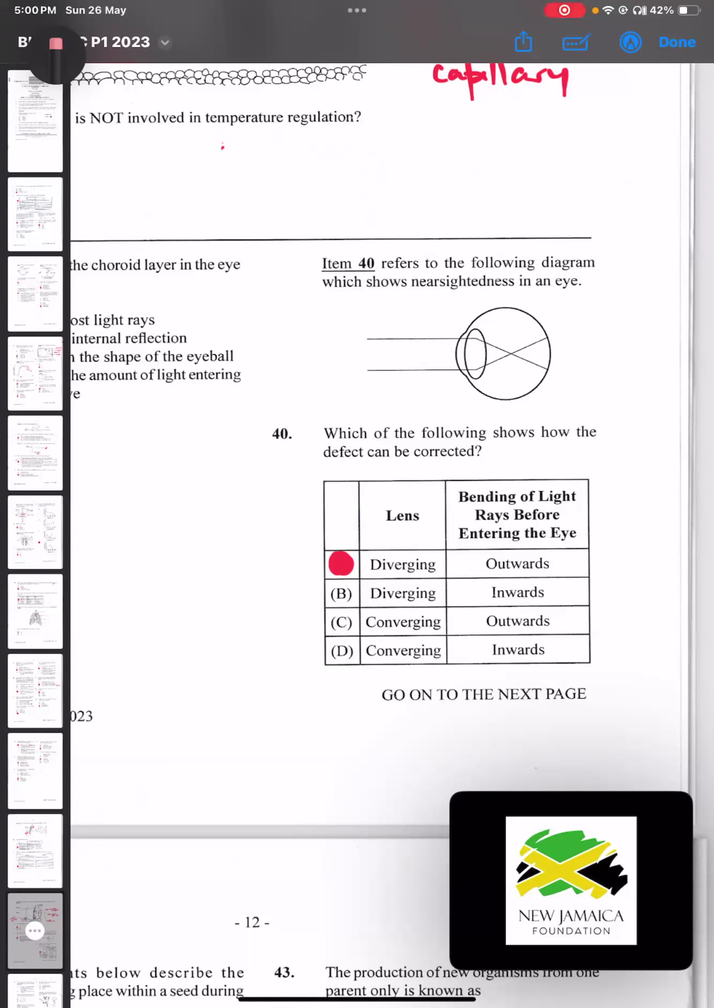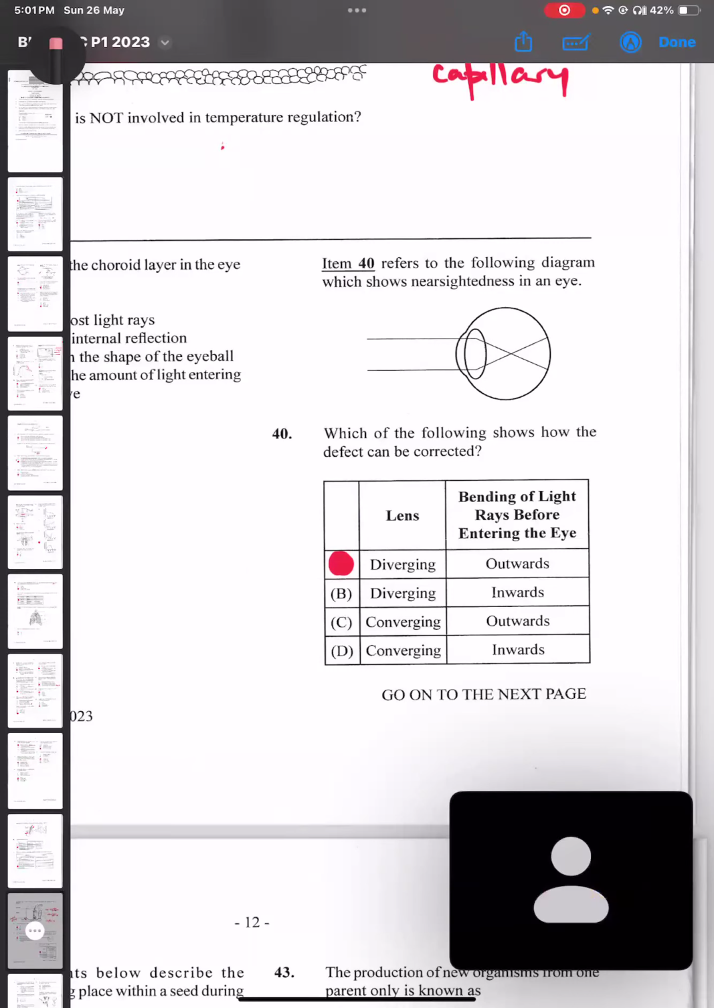Did anyone have an answer that's different, or we agree with that one? Or we understand how we come up with the answer for that? All right.